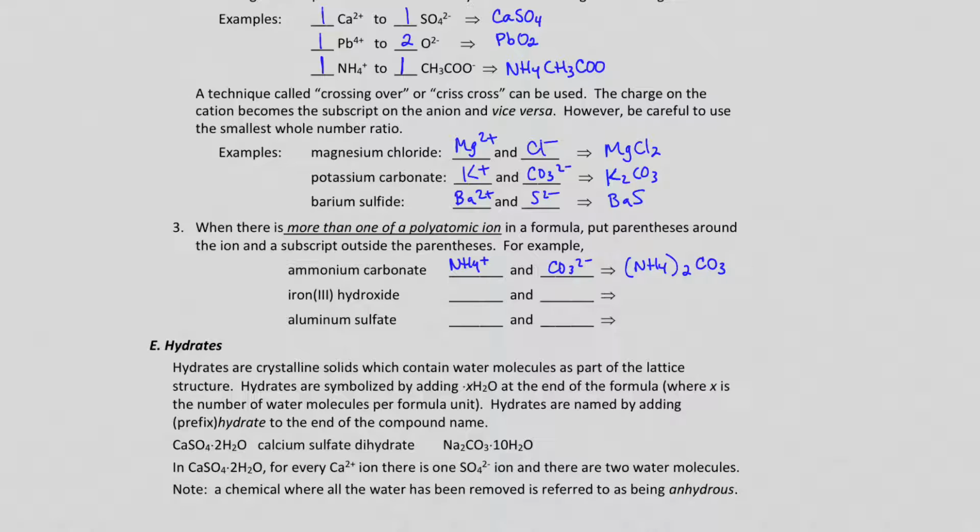All right, if we have iron 3 hydroxide, we have iron 3, and we have hydroxide, right? So it would be Fe(OH)3. And last one, aluminum sulfate. So we'd have Al3+, we had SO4 2-, and we would have Al2(SO4)3. Aluminum sulfate.